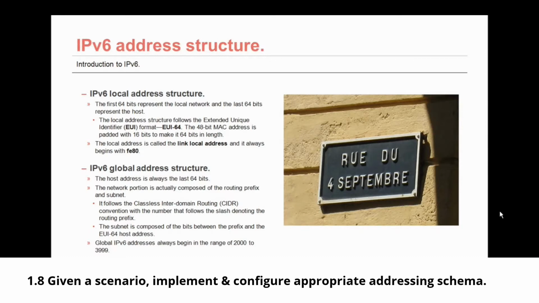The subnet is composed of the bits between the prefix and the EUI-64 host address. Global IPv6 addresses always begin in the range of 2000 up through 3999 in that first group of numbers on the left.